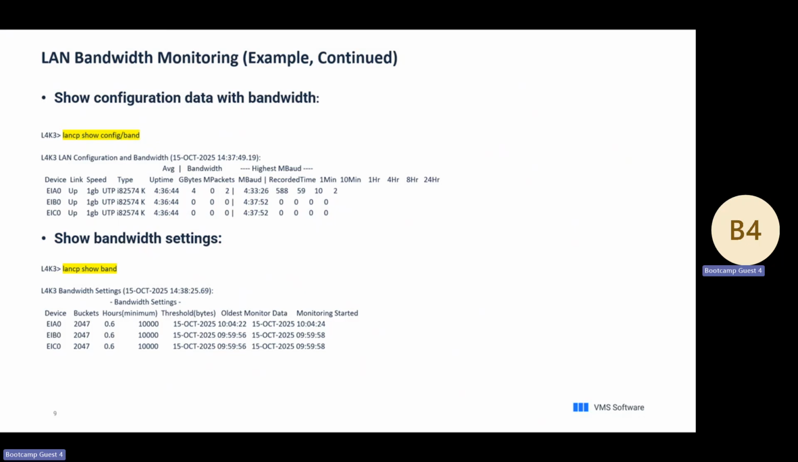And then if you just do a show bandwidth, that just gives you the settings. So here we have, by default, 2048 buckets. And the first bucket is actually reserved for the header, so you get 1 bucket less. But it's 0.6 hours minimum, and that's if you had a threshold of 0. In this case, the threshold is 10,000 bytes. The oldest monitor data is here, and the monitoring started here. Since we haven't run longer than the actual size of the buffer, we haven't lost anything off the end of the buffer.